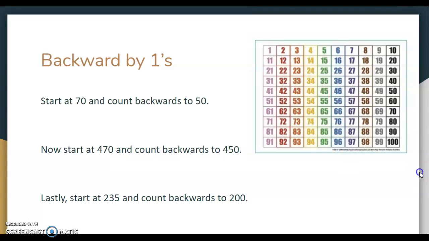Awesome, boys and girls. Like I said, if what we did today was challenging for you, that is totally okay. You will get more practice counting by ones and counting by tens as you continue on in math.